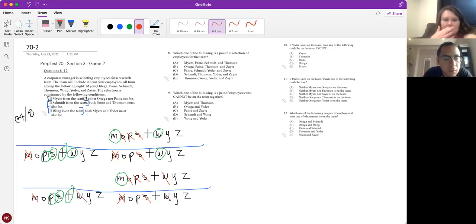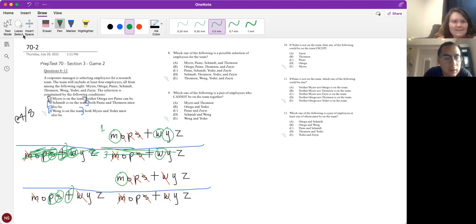And then what happens when we have W? So M and Y must also be on the team. All right, so is this a problem anywhere? M and Y would be a problem with the first one right there on the top. So that one dies. What about the second and third one? W, M, Y. So number 3 would be invalid.